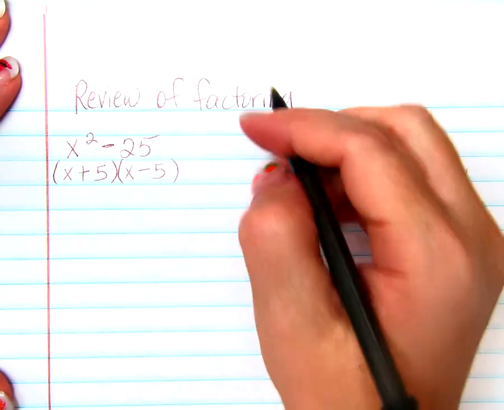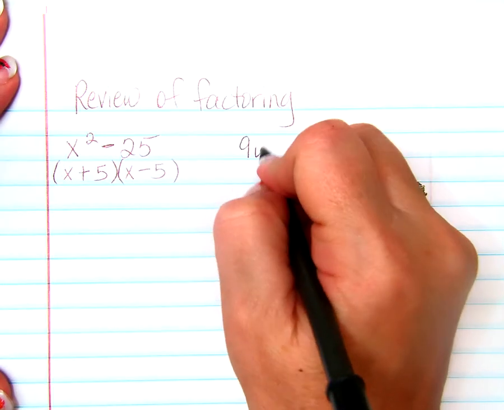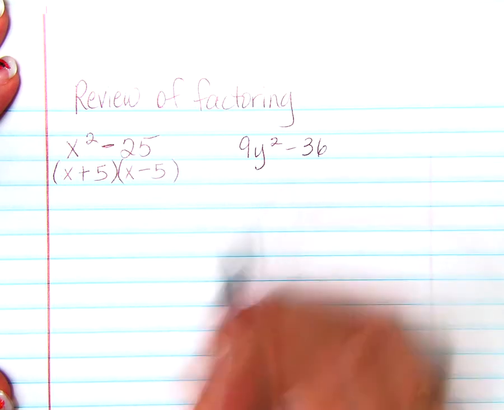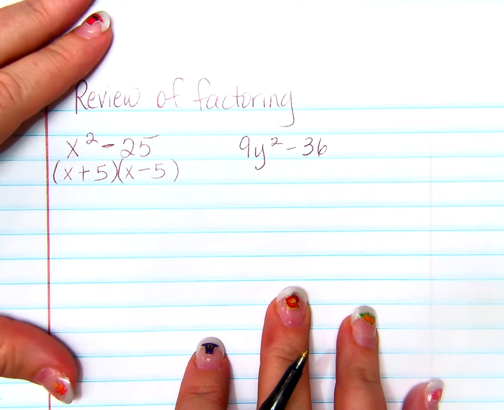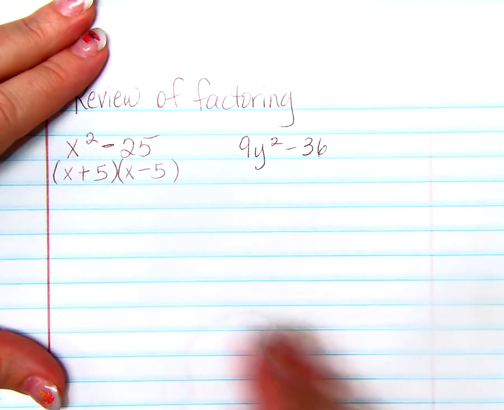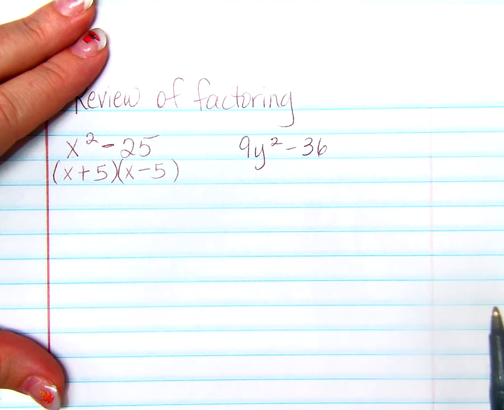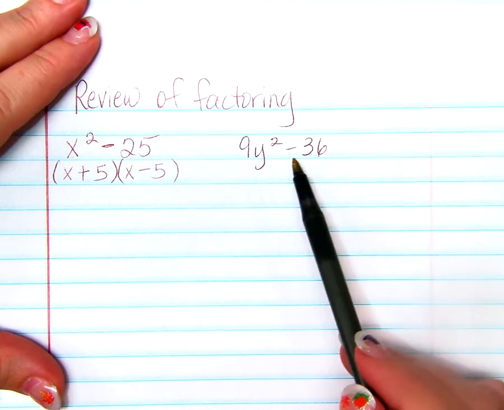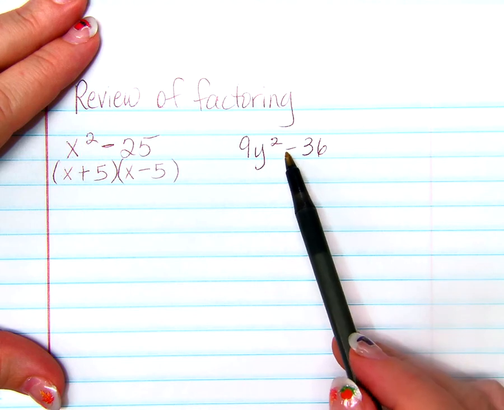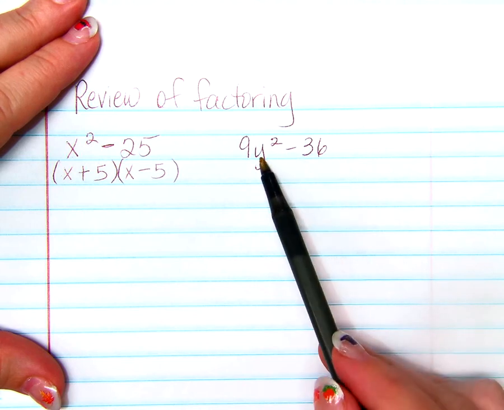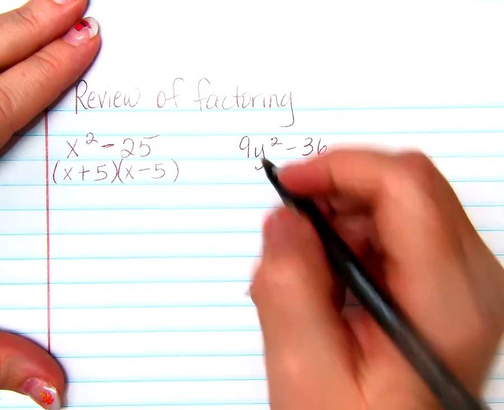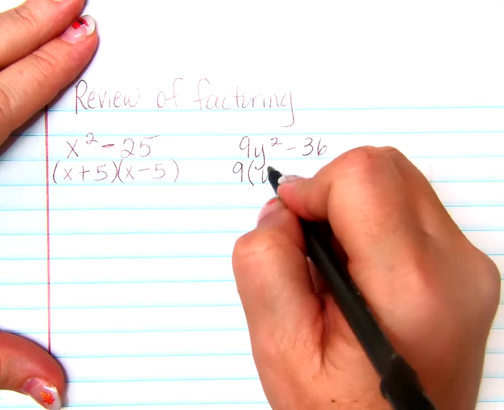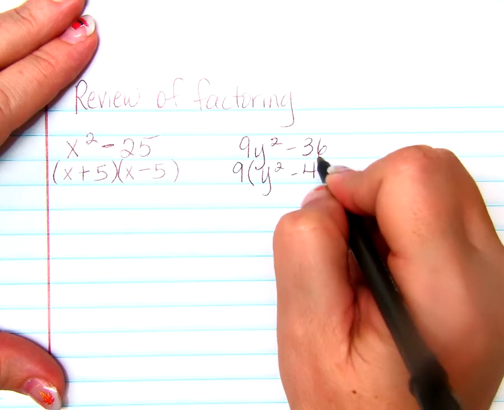Now, I want you to look at this one carefully for me. 9y squared minus 36. You might first want to go ahead and just factor it as it is. But another thing that we talked about today is taking out the greatest common factor. While these are both squared numbers, if we divide out a 9 from each term, it makes the problem easier. So divide a 9 out of each term, and what we have left is y squared minus 4.